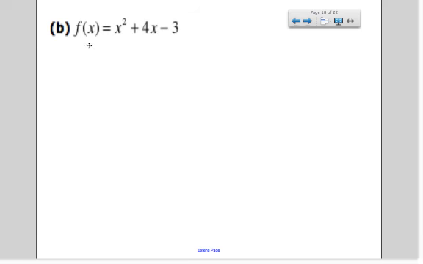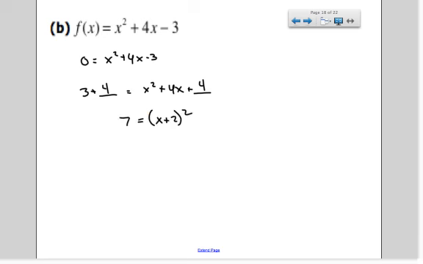So here's another one. First, set f(x) equal to 0, so 0 = x² + 4x - 3. Second, there's no a, so just move the 3 to the other side, so add 3 to both sides. So 3 + blank = x² + 4x + blank. I need a 4 here, so I'm going to add 4 here. And this is (x + 2)² = 7.